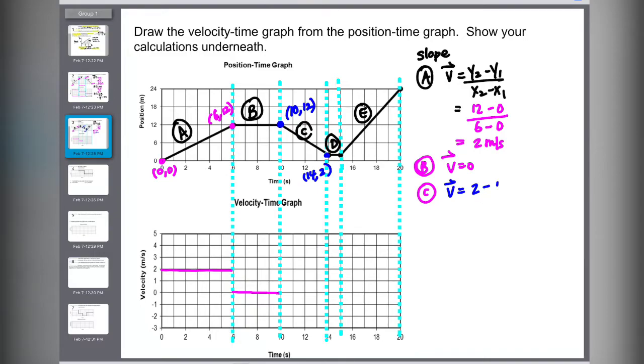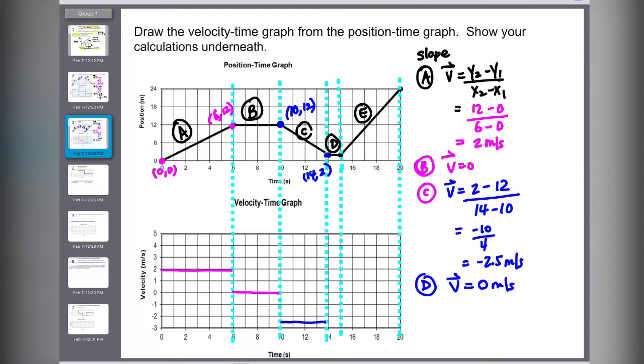Velocity is y2 minus y1 over x2 minus x1. 2 minus 12, and then 14 minus 10. So this is negative 2.5 meters per second. So between 10 and 14, I'm going to have negative 2.5. So somewhere around down here. Part D, velocity or the slope. It's a horizontal line, so it's 0. So at 0, I'm going to put in the horizontal line.